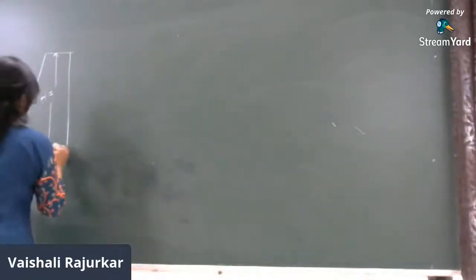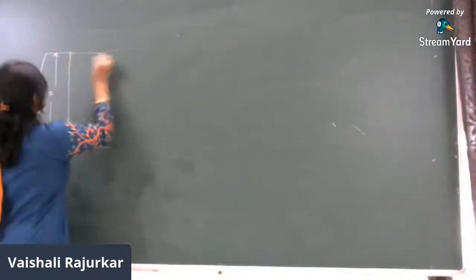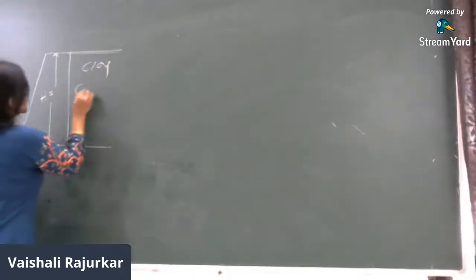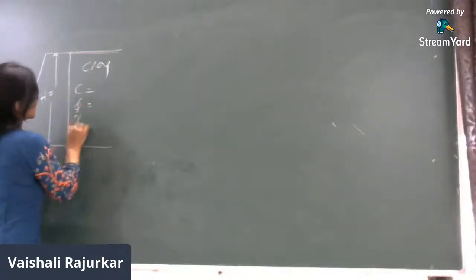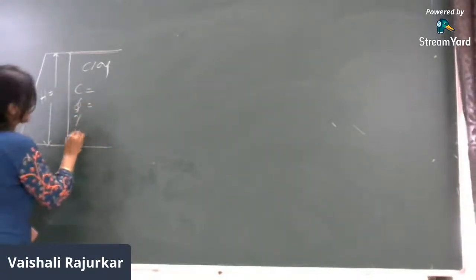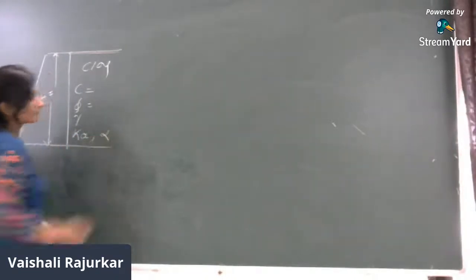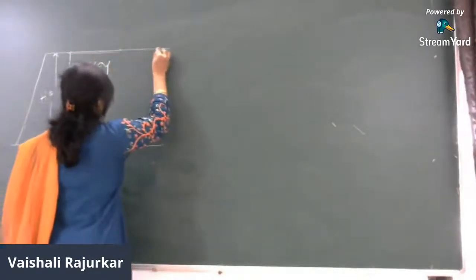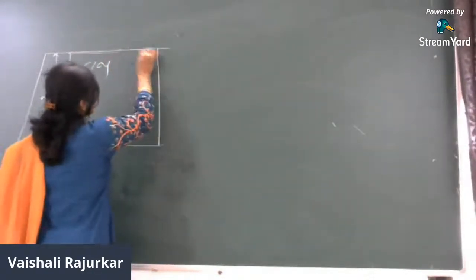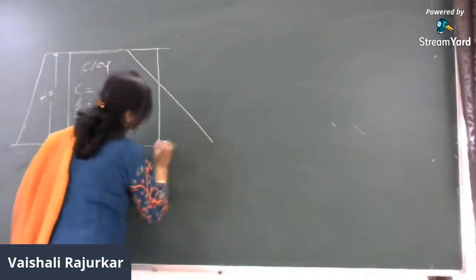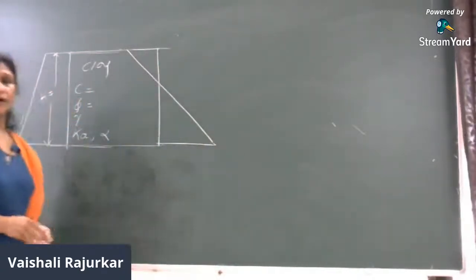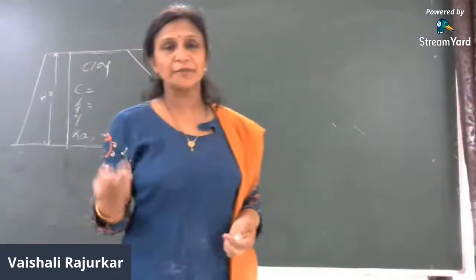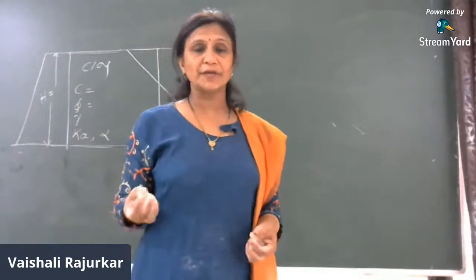So here we will consider the soil as a clay soil. The soil is clay of properties C, phi, gamma. In such cases, you have to find the value of Ka and alpha. Right? So here these diagrams will be taken into consideration. This is negative, this is positive. Now, these diagrams we have considered after the formation of the crack.